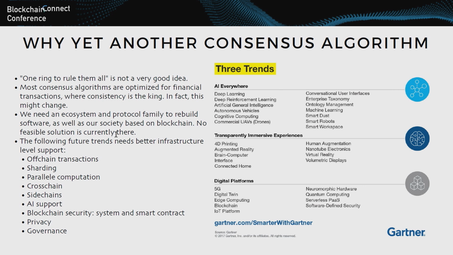We need centralized, decentralized, and hybrid infrastructure. Most of the consensus algorithms are optimized for financial transactions, but not necessarily for the future. So we need another one. We need an ecosystem that mixes everything together. So we have certain patterns that come in.